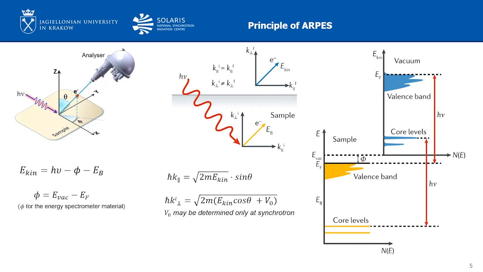The measured energy of the electrons is described by the relation here, where E_K is the kinetic energy of the photoelectrons, hν is the photon energy, Φ is the work function, and this is the binding energy of the electrons inside the sample.